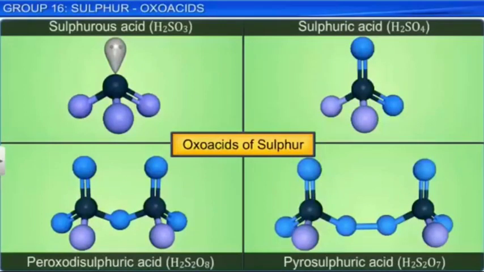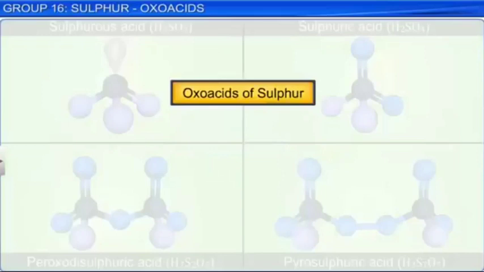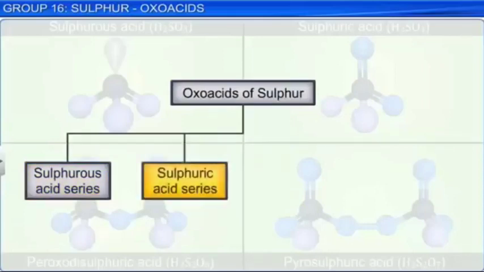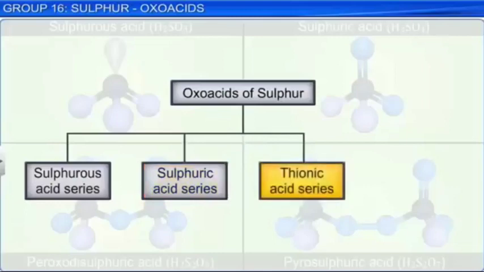Sulphur forms a large number of oxo acids. Many of these do not exist as free acids, but are known as anions and salts. Oxo acids of sulphur, depending on their structural similarities, are divided into 4 series. They are sulfurous acid series, sulfuric acid series, thionic acid series, peroxo acid series.